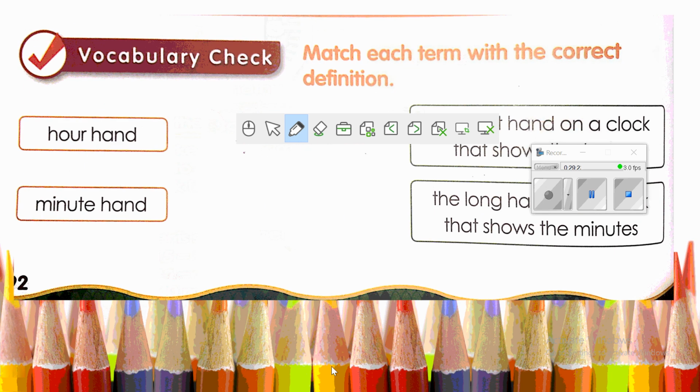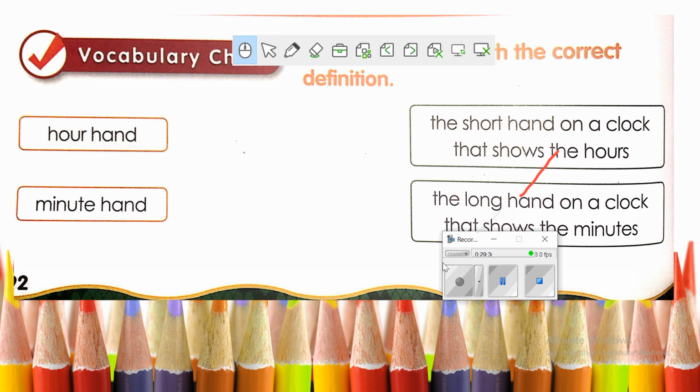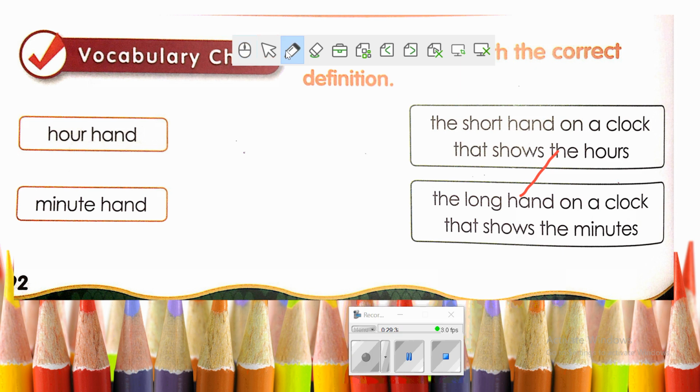The last one is your vocabulary. The short hand on a clock that shows the hour. What do you call it? Shows the hour. Perfect. The hour hand. And the long hand for sure is the minute hand.